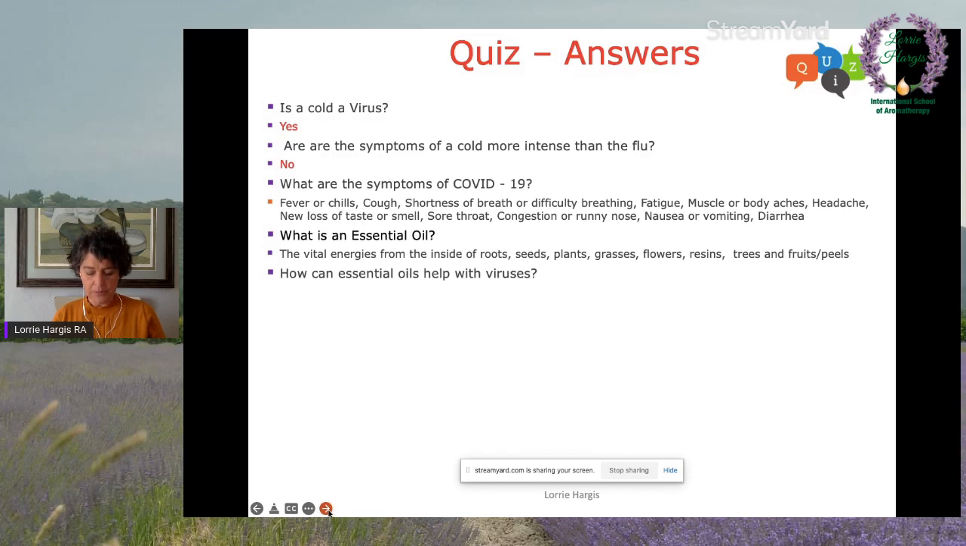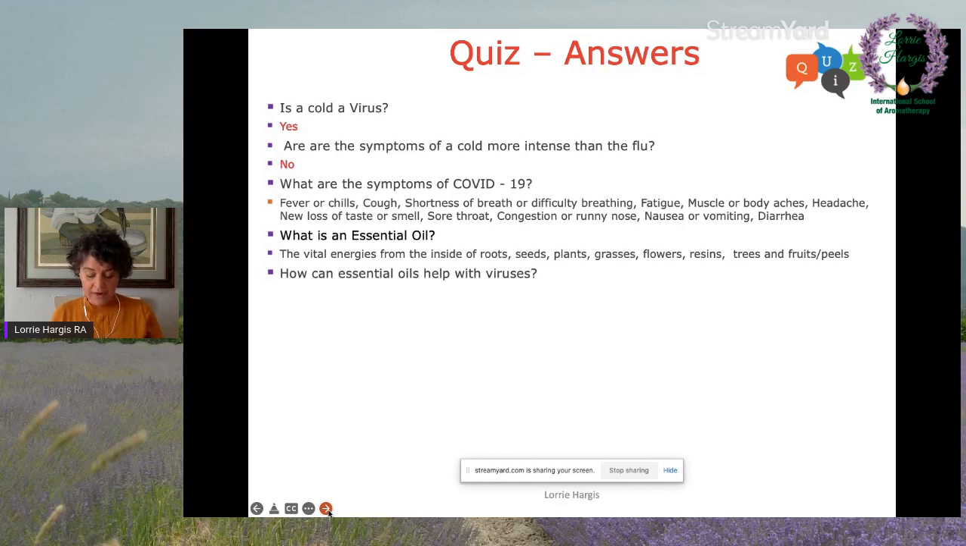Can essential oils help with viruses? Courtney Hale says extraction of chemical constituents from plant materials, roots, rhizomes, seeds, flowers, etc., through steam distillation, CO2 extraction, and solvent extraction. And tomorrow we're going to be talking about that.